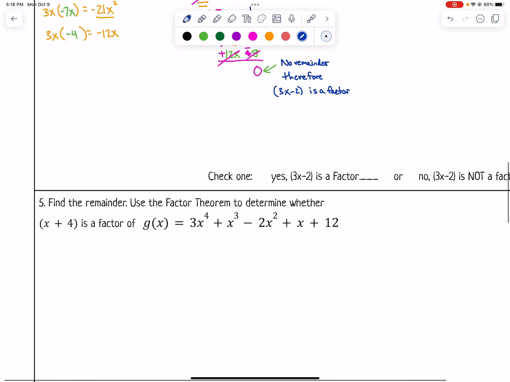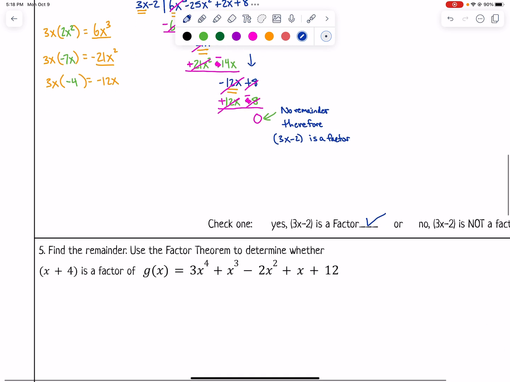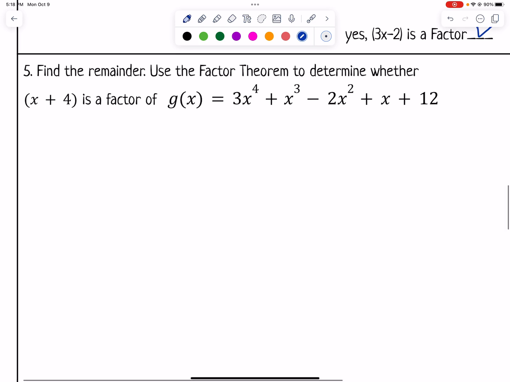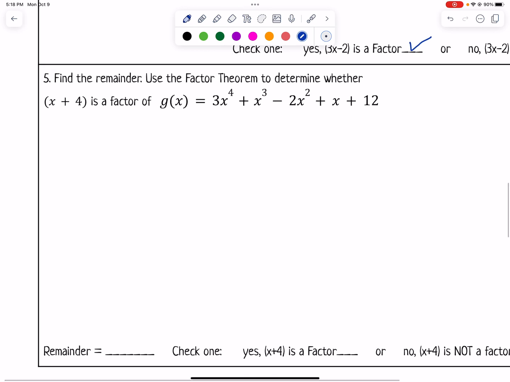Let's look at this last one, and we can check down here. Yes, 3x minus 2 is a factor. I was just trying to make sure you don't forget that part on your quiz. So that'll be the same way your quiz looks. Find the remainder, use the factor theorem to determine whether x plus 4 is a factor of g of x equals 3x to the 4th plus x cubed minus 2x squared plus x plus 12.